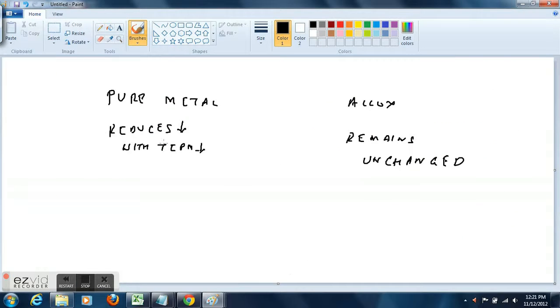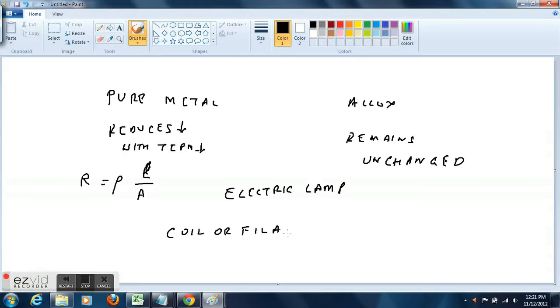Now let us talk about something a little bit more interesting. Now we know the formula R equals rho into length upon area. Take the case of an electrical lamp. You have seen the filament. If you watch very carefully, you will see that the filament is coiled, is highly coiled. Means there will be lots of rounds.